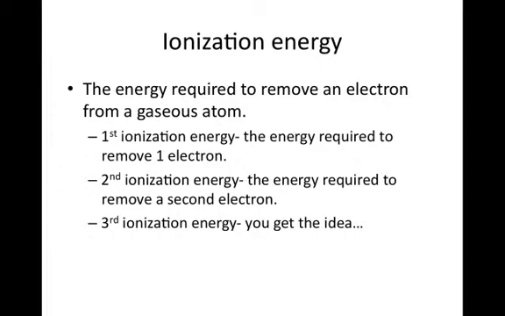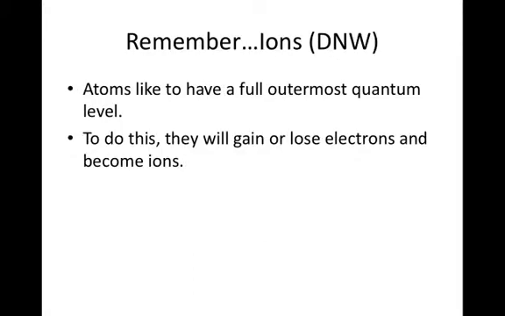Now, there are different types of ionization energy. There is the first ionization energy. That is the energy required to remove one electron. So if I have an atom and I want to remove an electron from it, just one, I would have to add an amount of energy equal to the first ionization energy in order to get that electron to fly off of that atom. If I wanted two electrons to fly off, I would need to add energy equal to the second ionization energy, because that would be the energy required to remove a second electron. And so on and so forth. Third ionization energy would be the energy required to remove a third electron, and you get the idea.